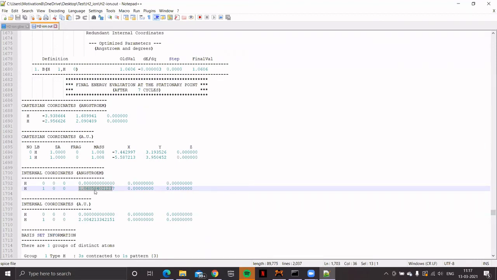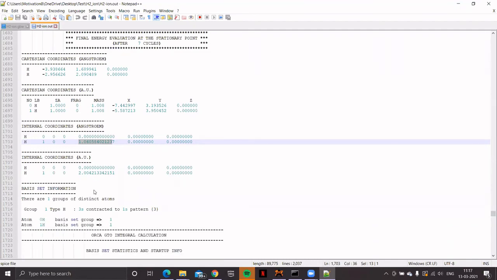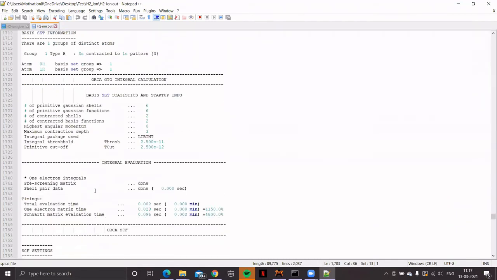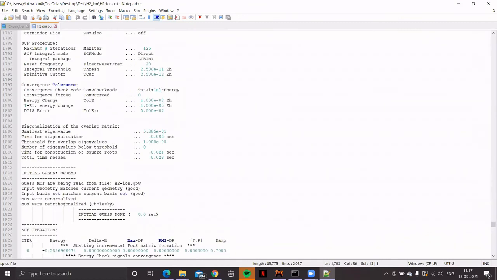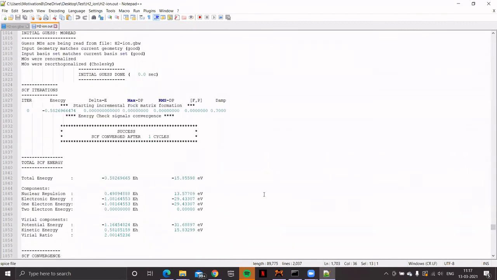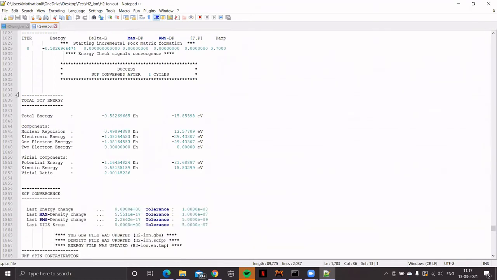And the second thing we'll try to do is the energy matching. Let's go down. We'll have more information. So one, the bond length, is matching with the experimental value. Let's talk about the energy. This is the complete information about the energy. Final, after optimization, the final energy is minus 15.85 electron volt. This is the energy of the H2 positive ion, minus 15.85 electron volt.